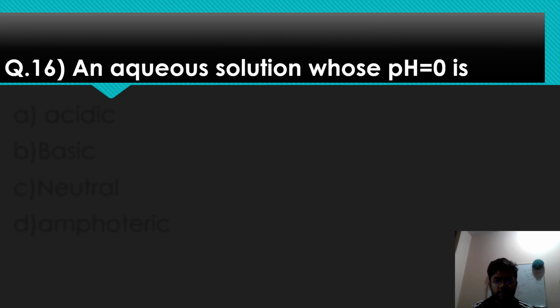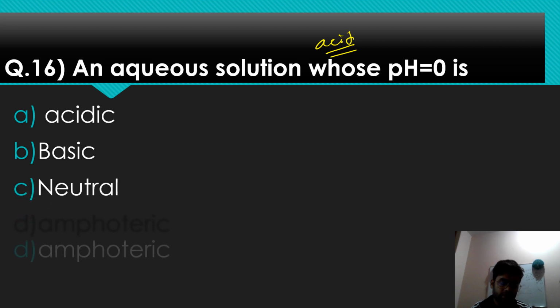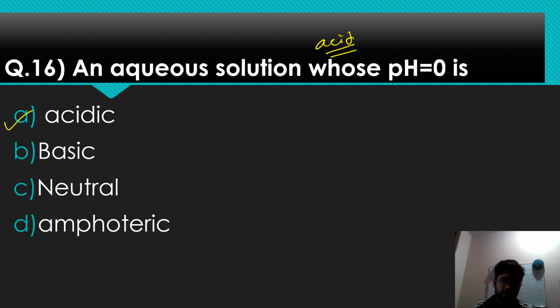Let us see another question. An aqueous solution whose pH equals 0 is, yes, a strong acid, which has pH 0. Options: acidic, basic, neutral, amphoteric. So the right answer is acidic.